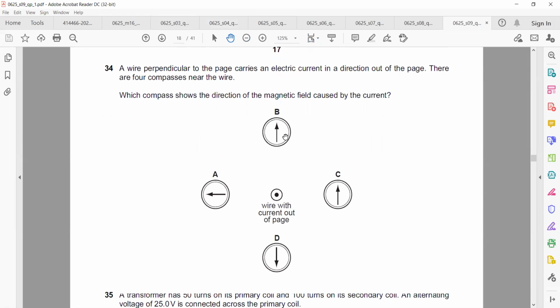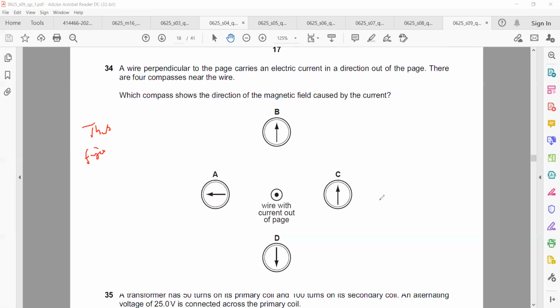A wire is perpendicular to the page carrying a current out. So current is out. You're using the right hand grip rule. Your thumb should point out and your fingers will turn in the direction of the magnetic field. Which compass shows the deflection direction of the magnetic field caused by the current? Your thumb should point towards you. Out means towards yourself and your fingers will turn around it.